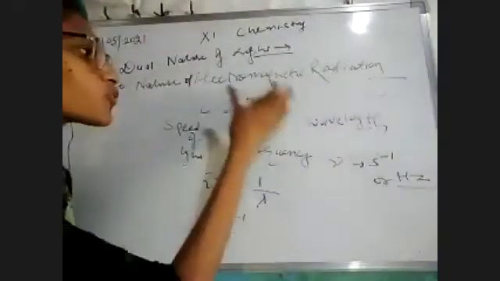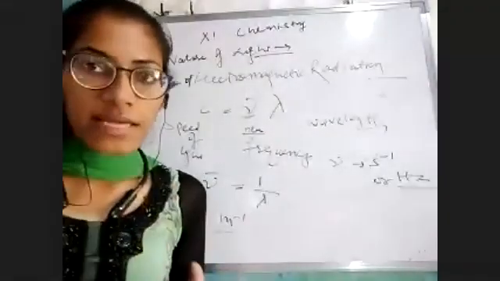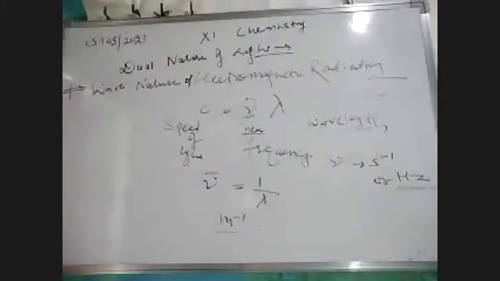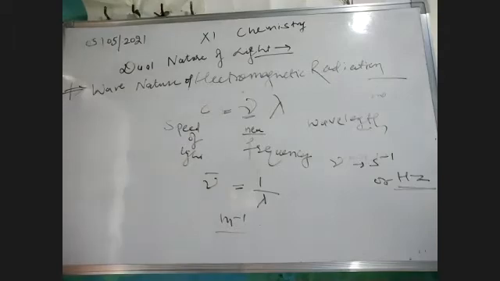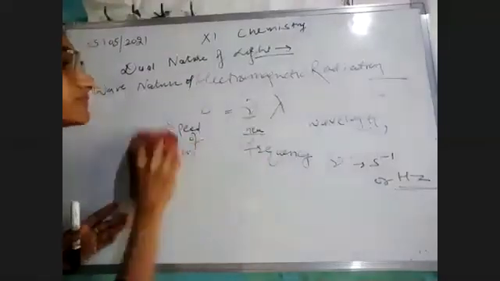Now, on the basis of these two-three formulas, let's have a simple numerical, which will make your concept much clearer, and then we will go to our next topic. In our NCERT, we have an example: calculate wave number and frequency of yellow radiation having wavelength 5800 angstrom. So let me write.